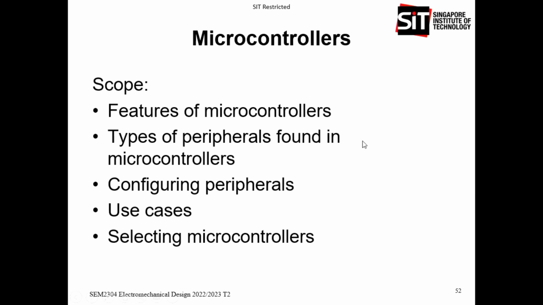What are peripherals? Okay, unlike microprocessors, a microprocessor only has the arithmetic and logic unit. All right, so for a microcontroller, we have peripherals like ADCs and DACs. We have general purpose I/O. Okay, you can use it to control your motors. Right. Then we also have communication ports. All these are the peripherals.